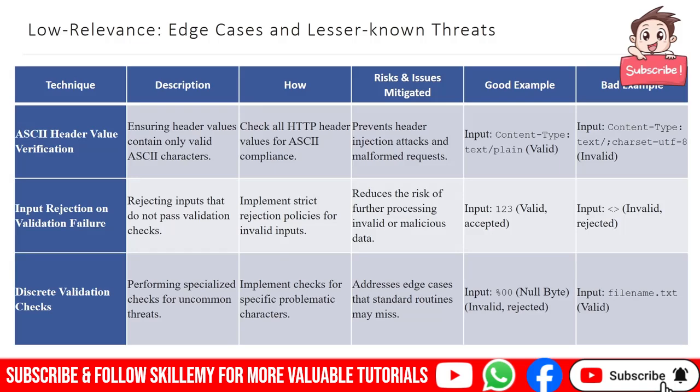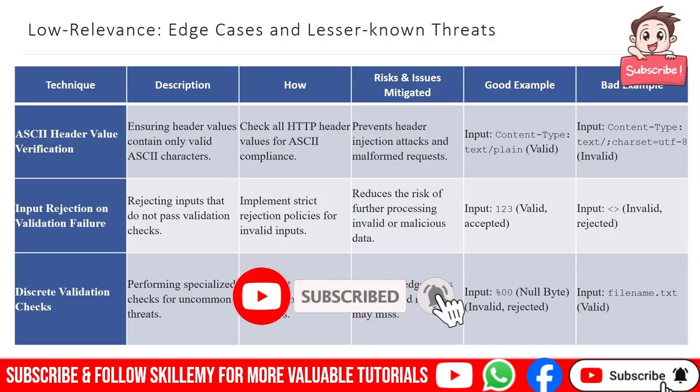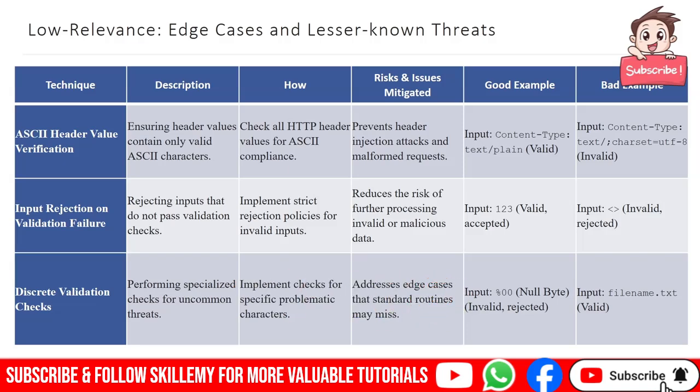This technique ensures that all HTTP header values consist solely of valid ASCII characters. Validating header inputs for ASCII compliance is crucial because headers can be manipulated to execute malicious code or perform unauthorized actions. For instance, a valid input like content type text plain adheres to the ASCII standard, ensuring that the application processes it correctly. In contrast, an invalid input such as content type text charset equal UTF-8 could lead to malformed requests, potentially causing security vulnerabilities and allowing attackers to exploit header manipulation.